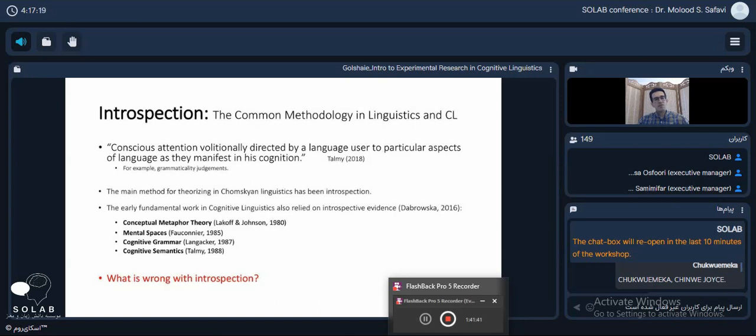This is a very common method in linguistics, and for example, grammatical judgments carried out by generative linguists are of this type. So the main method of theorizing in Chomskyan linguistics has been, for example, introspection. And also, according to Dabrowska 2016, the early fundamental work in cognitive linguistics also relied on introspective evidence. For example, conceptual metaphor theory, mental spaces, cognitive grammar, and cognitive semantics. But what is wrong with introspection?